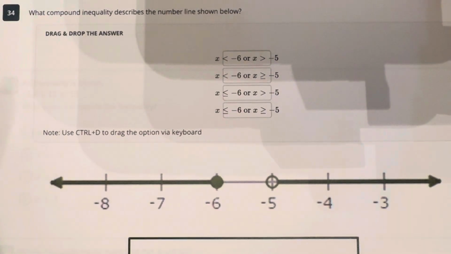All right, so part 3, hopefully this is the last part. So drag and drop the answer. I'm not dragging and dropping anything, right?